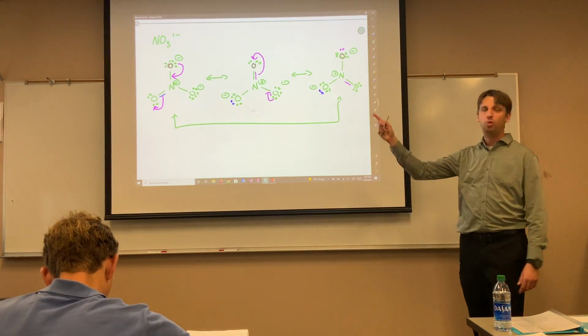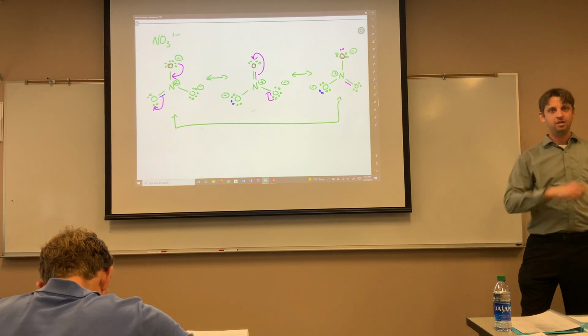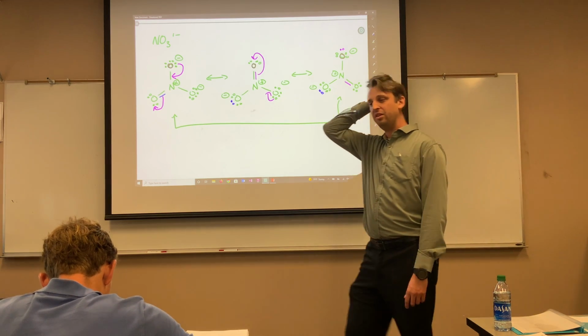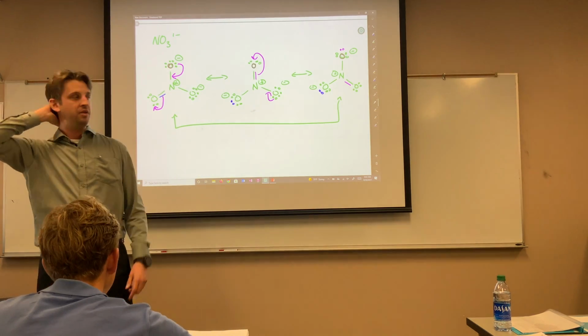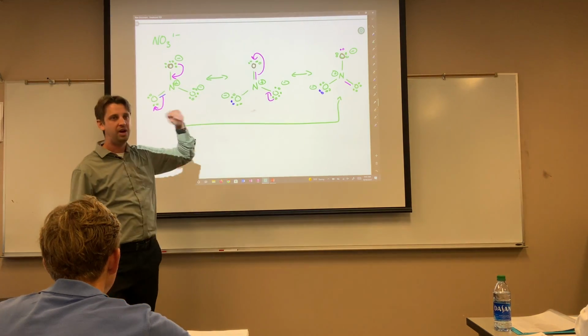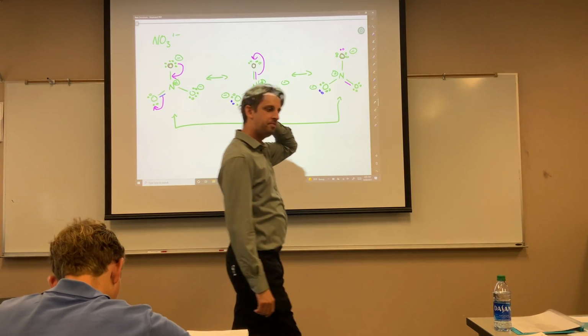These are what's known as equivalent resonance structures. Now what do we mean by equivalent resonance structures? We don't change the total charge, okay? There's still always 2 minuses and 1 plus, okay?